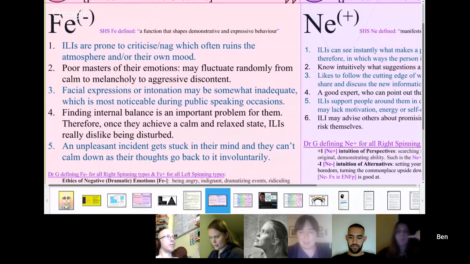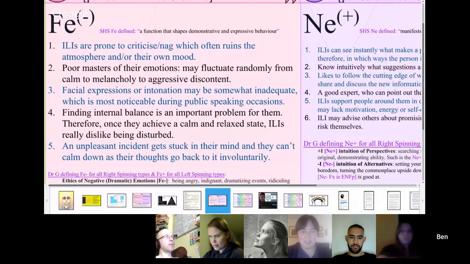Right, so number 4, Enrique, what do you think about? Finding internal balance is an important problem. Oh yeah, it's a problem for them. Therefore, once they achieve a calm and relaxed state, I.L.Is really dislike being disturbed. I 100% agree with that.